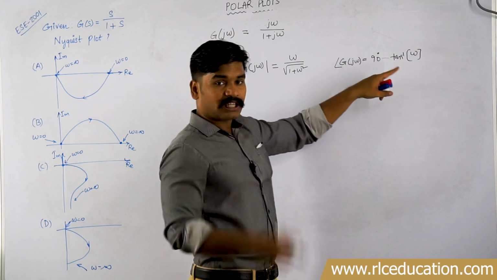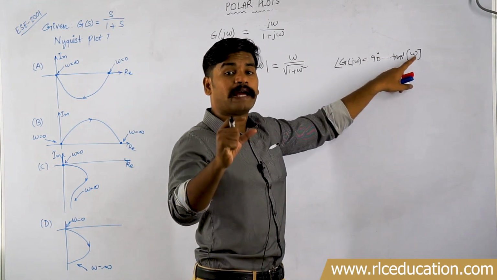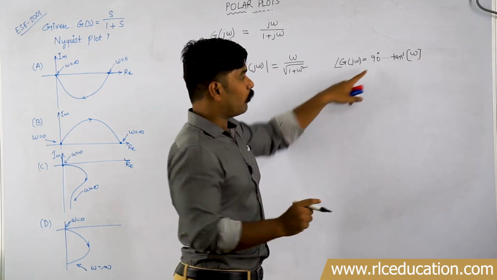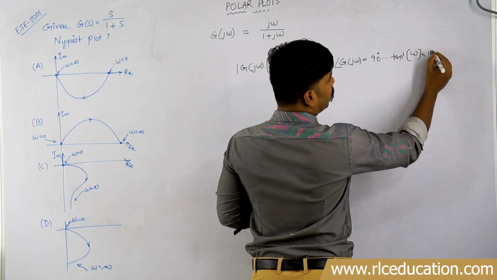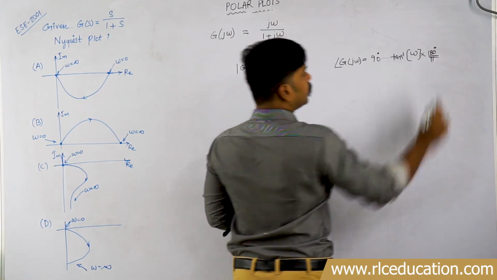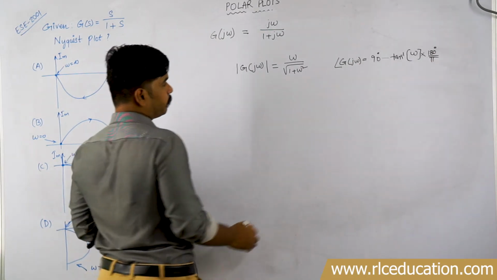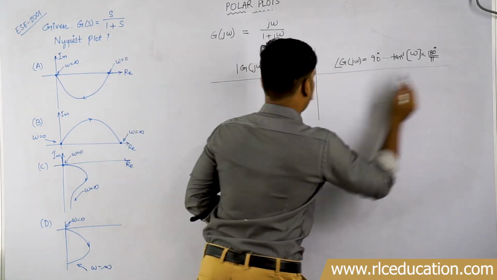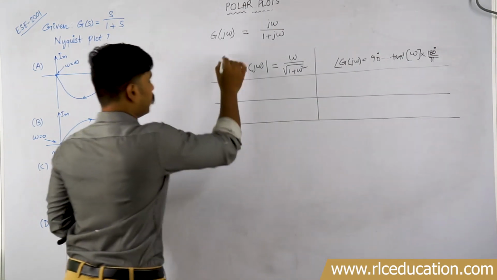But in fact, when you are actually doing the problems, the tan inverse of omega will yield you the value of angle in radians. If you want to convert into degrees, what you have to do is, you have to multiply by 180 degrees by pi radians. Then you will get the value in degrees. Please make that point also clear. Now what I am going to do is, I am going to take two boundaries of frequency, that is minimum and maximum frequency.